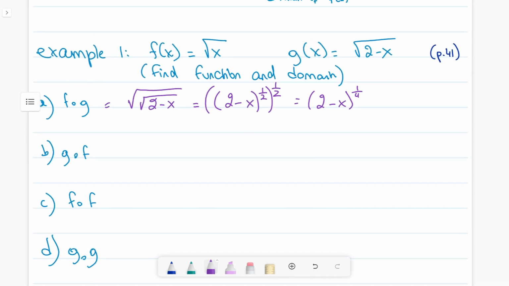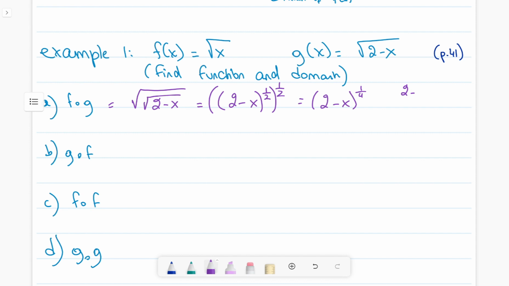Now what is the domain? Keep in mind that 2 minus x has to be greater than or equal to 0, so negative x has to be greater than or equal to negative 2. And then I divide by negative 1, and when I do so, I have to flip the sign, so it becomes x is less than or equal to 2. So the domain is negative infinity till 2.